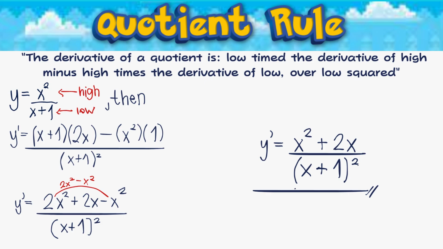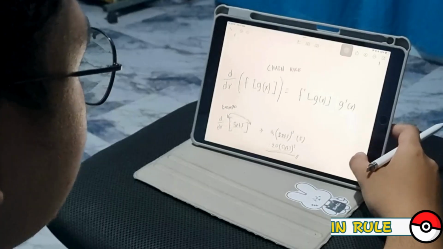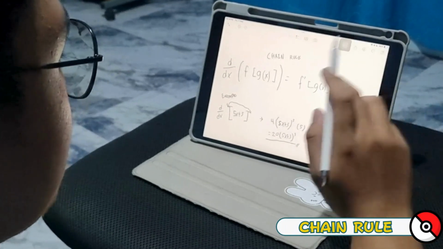Since it cannot be further simplified, our final answer for y prime, or the derivative of x squared over x plus 1, is x squared plus 2x all over (x plus 1) quantity squared. Now, let's move on to the next and last rule. In this lesson, we're gonna talk about chain rule.